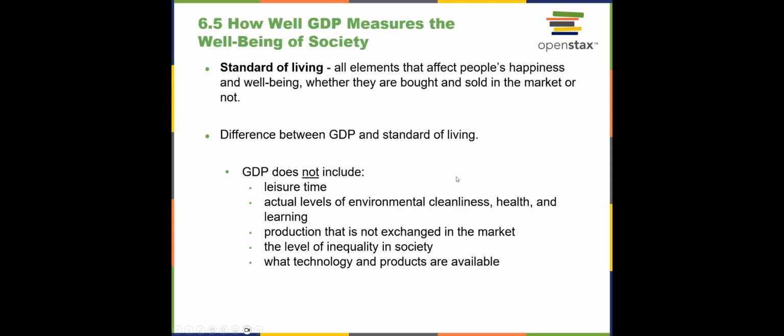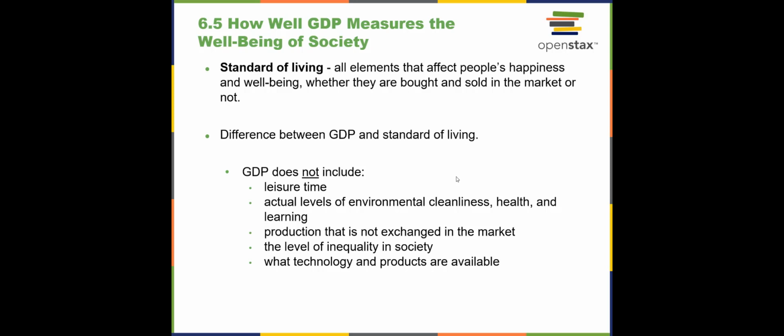And this is the last slide that we are going to talk about. So GDP is used to measure the size of the economy, but GDP is not the same as standard of living. What is standard of living? Standard of living includes all elements that affect people's happiness and well-being, whether they are bought or sold in the market or not. So GDP focuses on the goods that have market value.